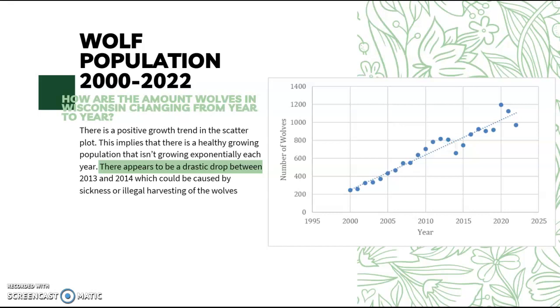How is the number of wolves in Wisconsin changing from year to year? The variables are the years up to 2022 and the counted wolf population taken over winter each year. The independent variable is the year, and the dependent variable is the wolf population. There is a positive growth trend in the scatter plot.